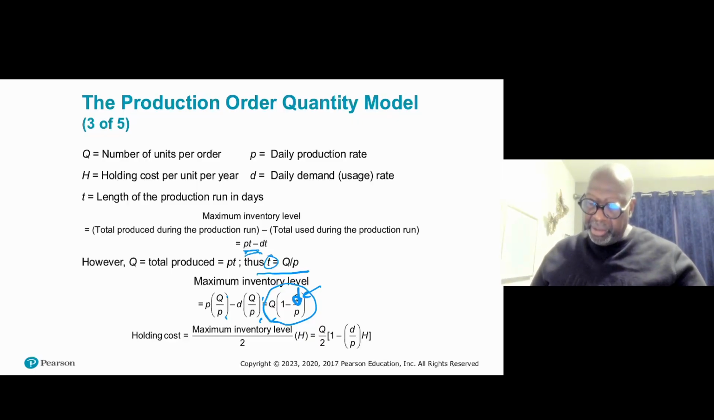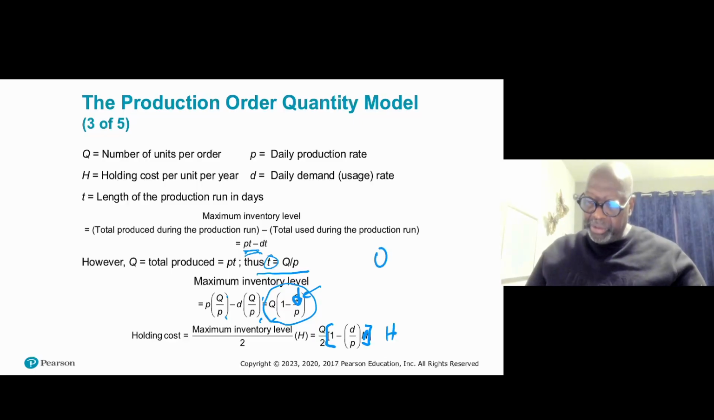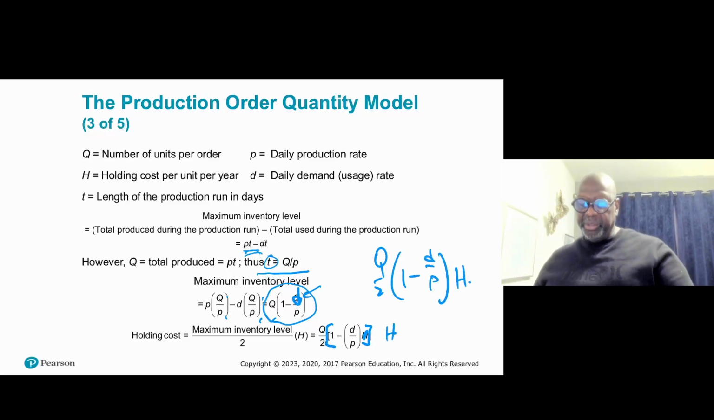Now, again, they're making mistakes in these diagrams. That H should be on the outside. H should be here. It should not be on the inside. All right? And I showed you that before. This is Q over 2 times 1 minus D over P times H.